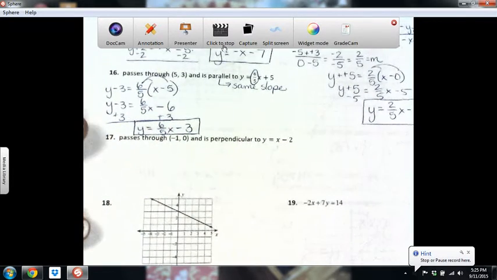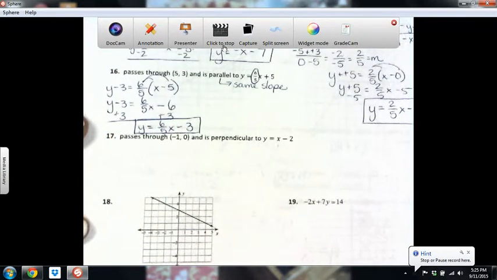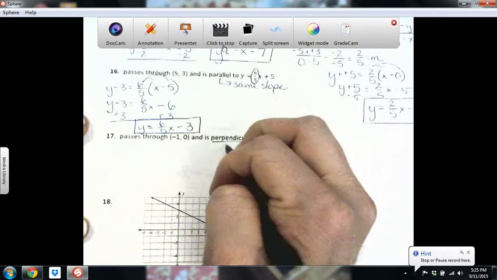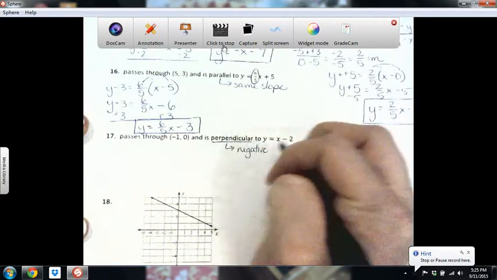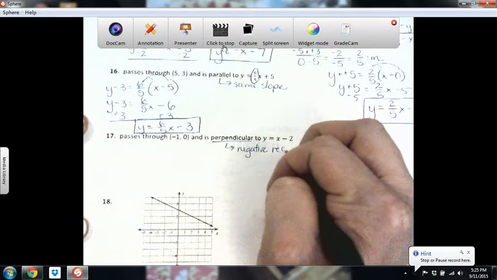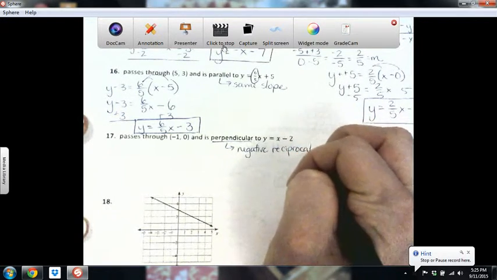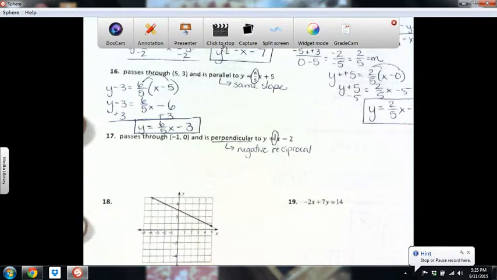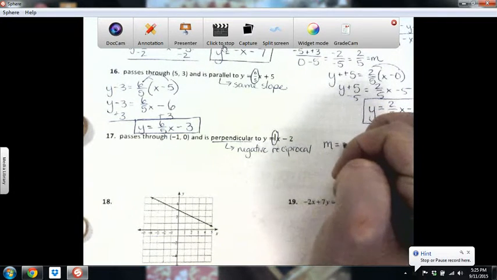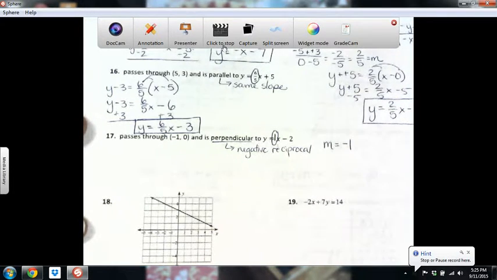Question number 17 is very similar, only in this case they want the slope that is perpendicular. And perpendicular slopes are negative reciprocals or opposite reciprocals. So in this case, my slope is really 1. So the negative reciprocal or the opposite reciprocal of 1 means that the slope I'm going to use is negative 1. I flipped 1 over 1 upside down, and it's still 1, and then I changed the sign.